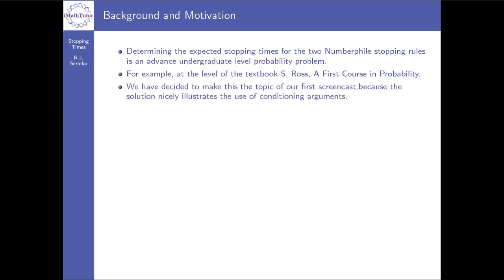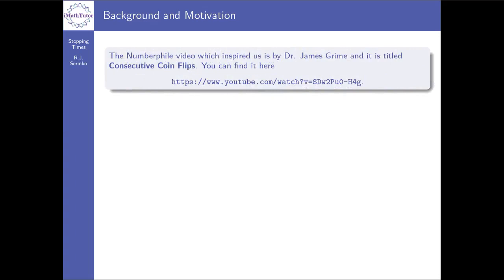We've decided to make this a topic of our first screencast because the solution nicely illustrates the use of conditioning arguments. The Numberphile video which inspired us is by Dr. James Grime and is entitled Consecutive Coin Flips. You can find it at the link, although I would suggest going to YouTube, searching for Numberphile, and then trying to find the consecutive coin flip video. It's probably a lot easier than trying to remember that link.